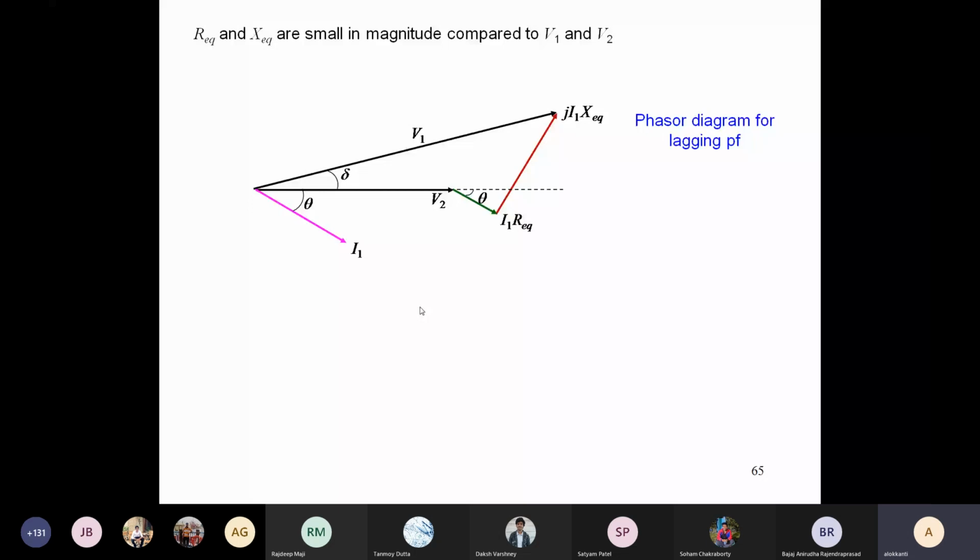The values of REQ and XEQ, though I have shown them in magnified form to explain the phenomenon of regulation, are actually very small in magnitude compared to the actual values of V1 and V2.